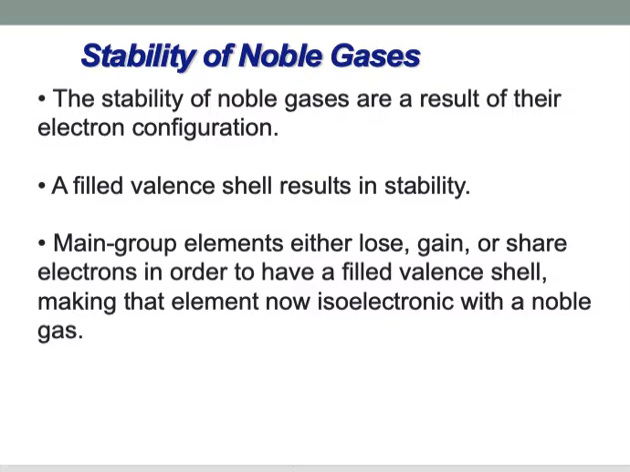The stability of a noble gas is because of its electron configuration, and that electron shell is full. And this full shell results in more stability.